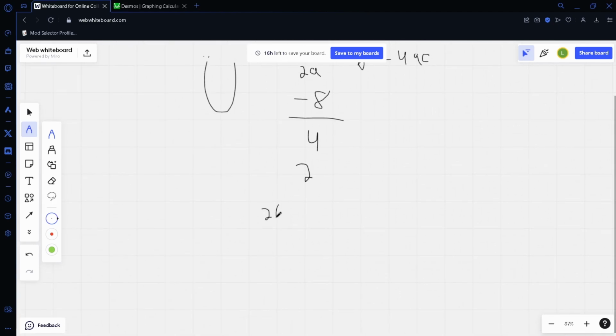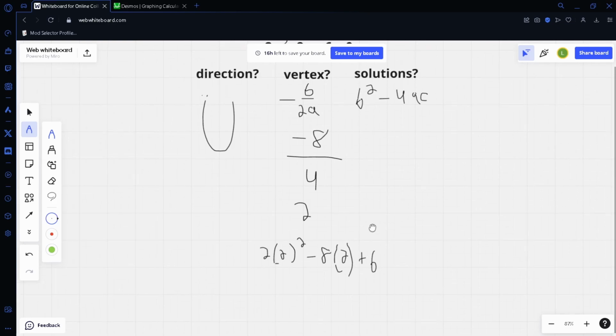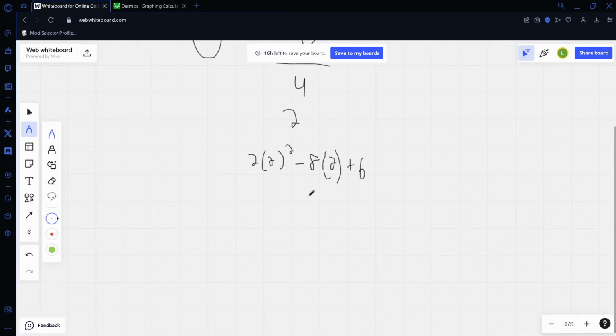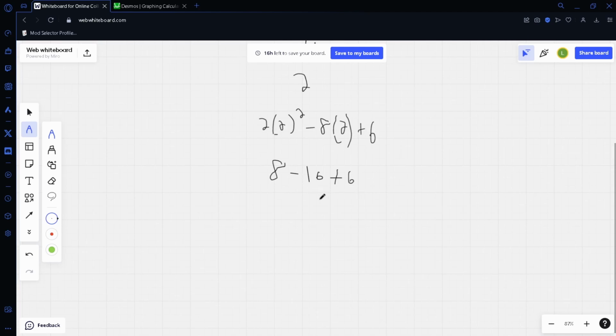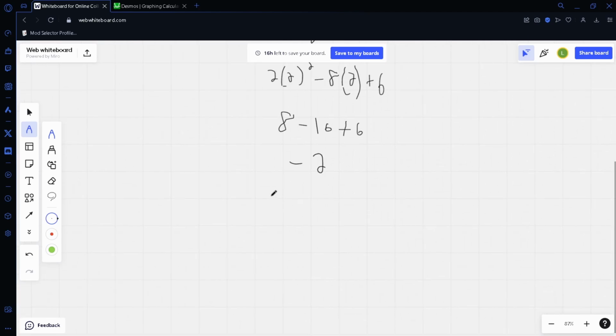Plugging this in yields 2 times 2 squared minus 8 times 2 plus 6. Then go ahead and simplify this. 2 times 4 is 8 minus 16 plus 6. So this is going to be 8 minus 10, or negative 2. So our vertex should be 2, negative 2.